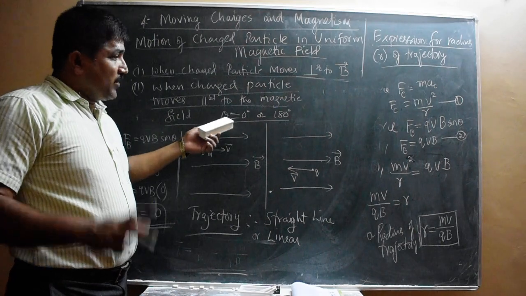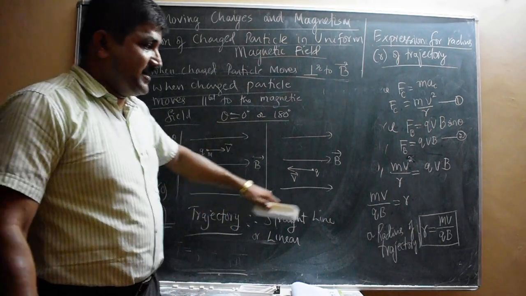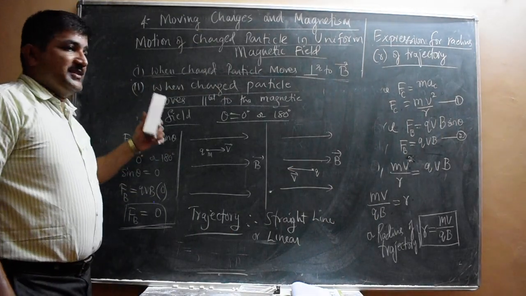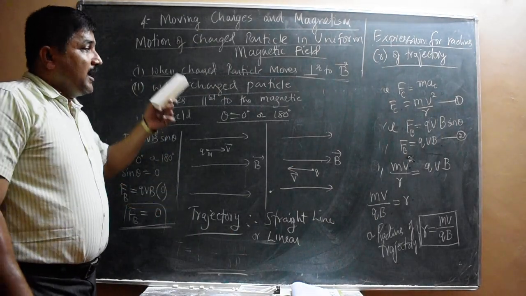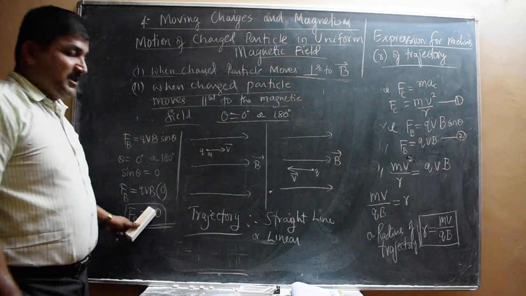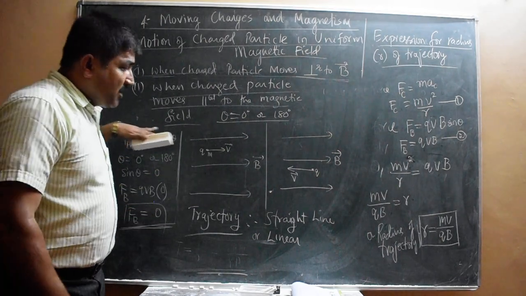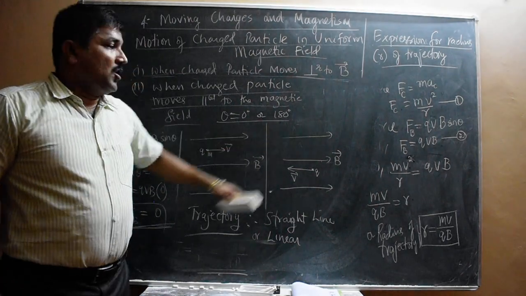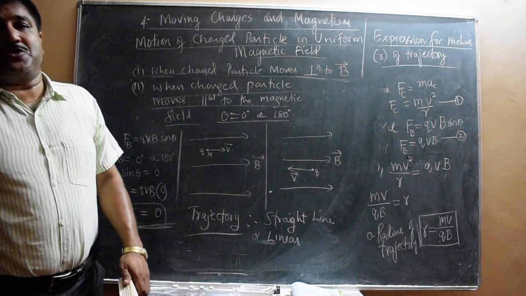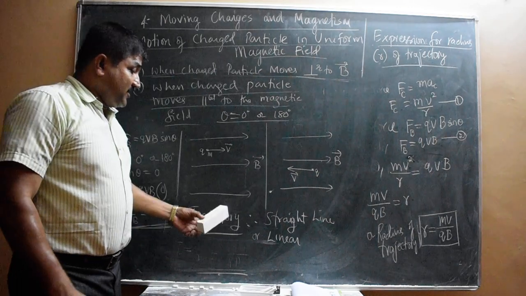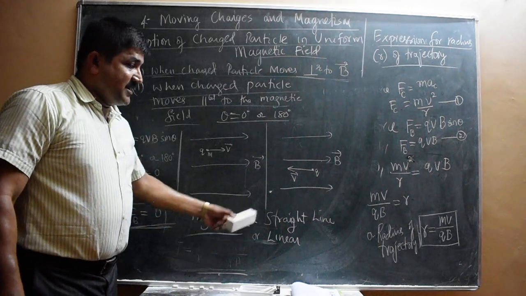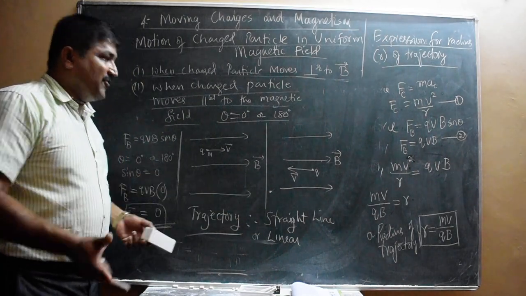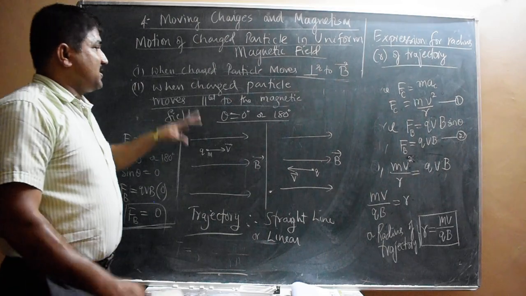So here I discussed two cases, and in the first case I discussed the expression for the radius, angular frequency and time period. And in this case the force experienced by the charge is 0, hence it will not be deflected anyway, whether it is moving in the direction of the magnetic field or opposite to the direction of the magnetic field. So the trajectory in such a case is a straight line or linear. So that's all about these two cases.